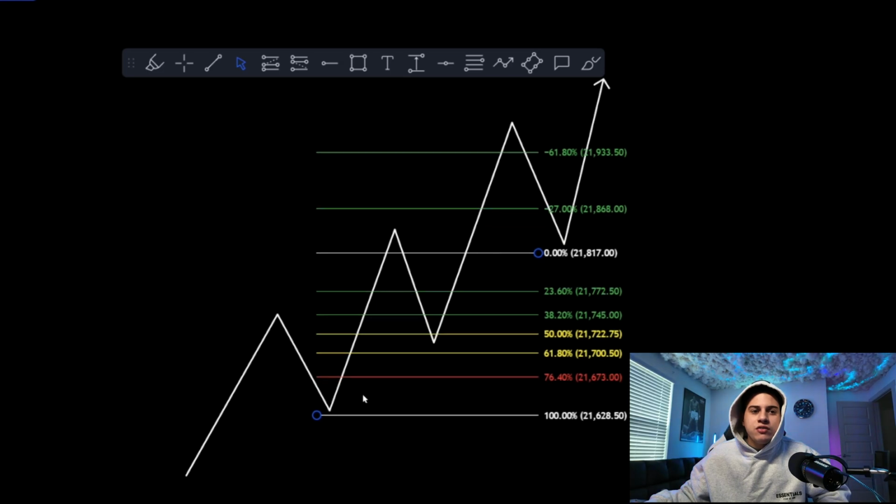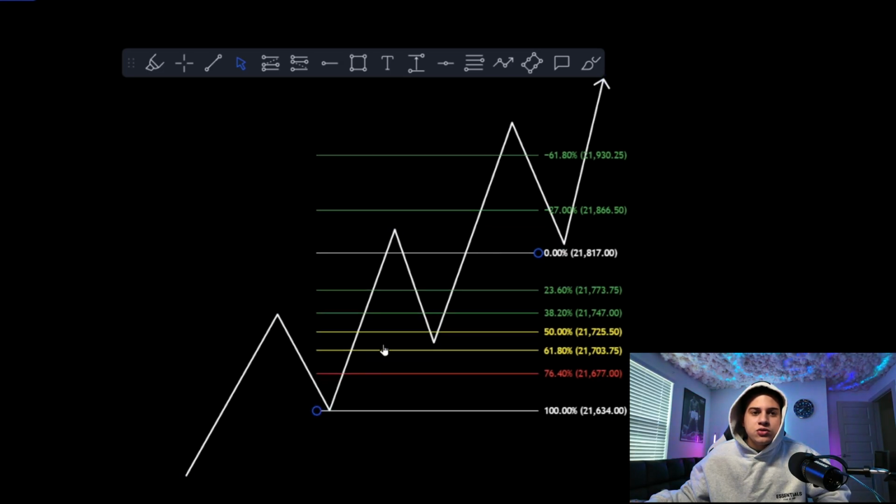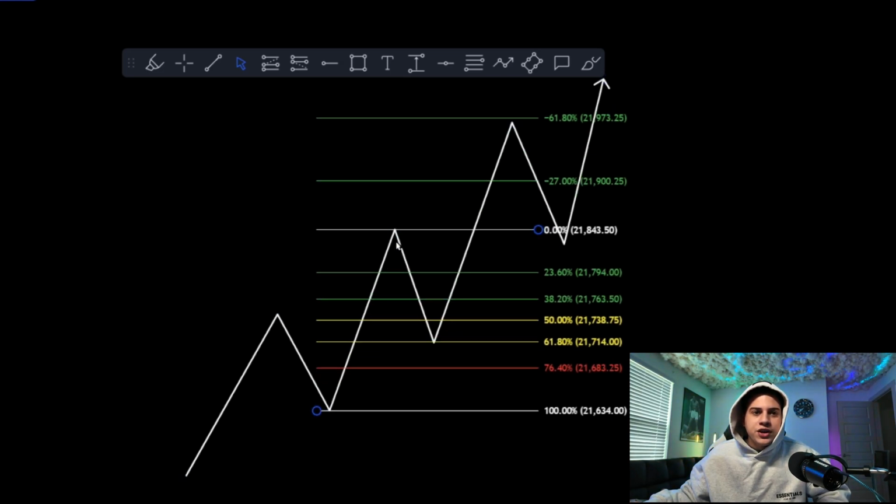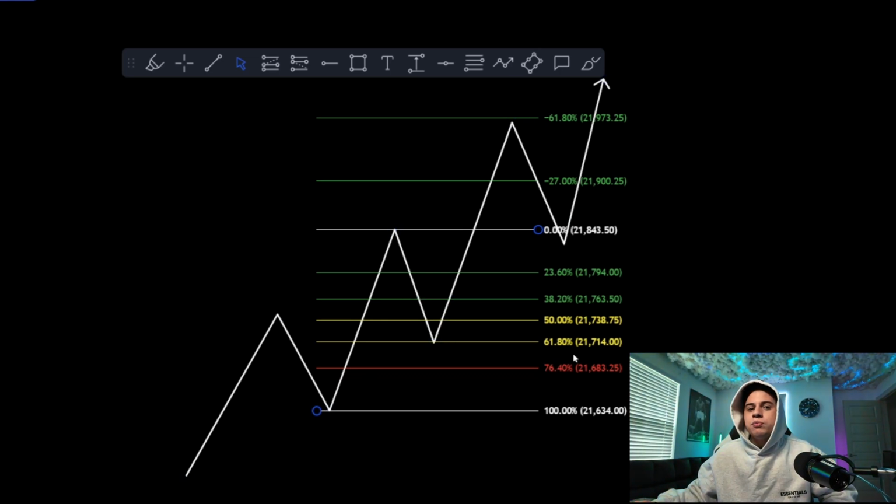So then you're going to want to draw it from your next impulse. So from this impulse, which is right over here, to point B, which is right over here, and then you're going to want to see where it's measuring that pullback.